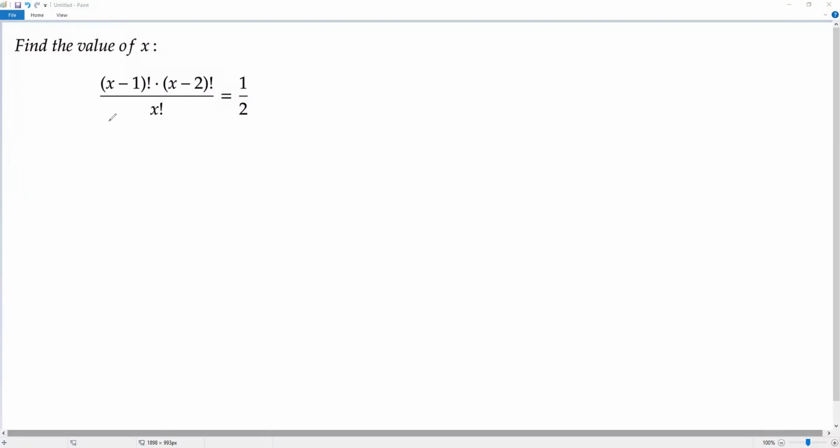Find the value of x. In this equation, we have to solve for x. Before we start solving for x in this equation, let's understand how to evaluate the factorial of a number.